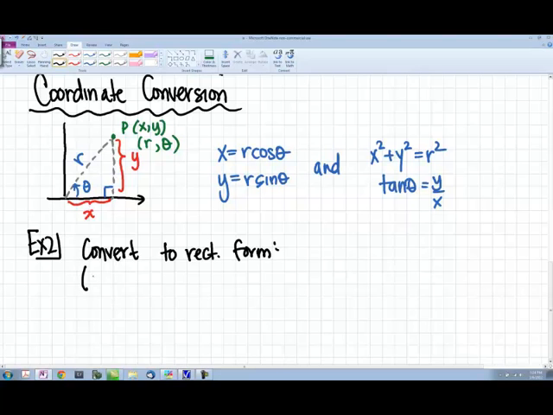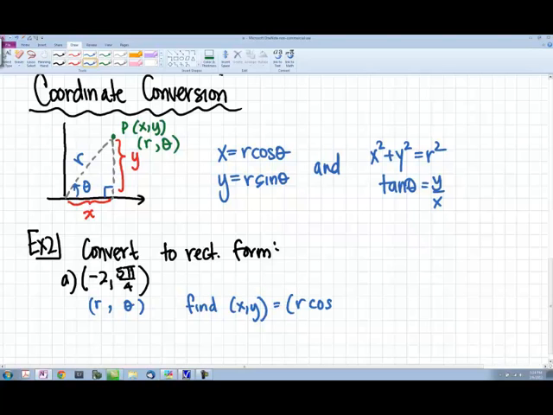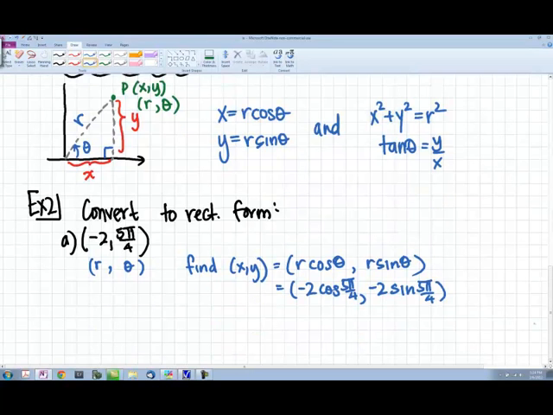The coordinate point, -2, 5 pi over 4. Since r is -2 and theta is 5 pi over 4, we want to find xy, which we know to be r cosine theta and r sine theta. So just plug everything in. -2 cosine 5 pi over 4, -2 sine 5 pi over 4, and then fill in the values.